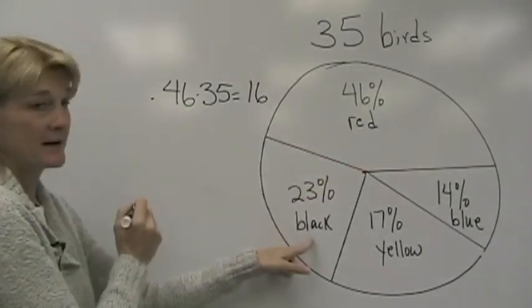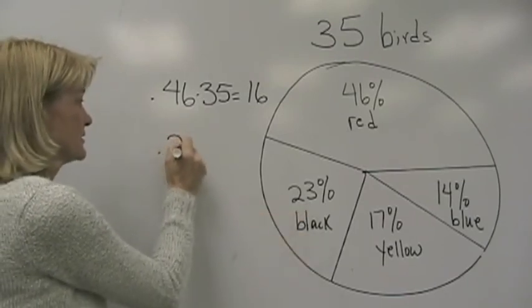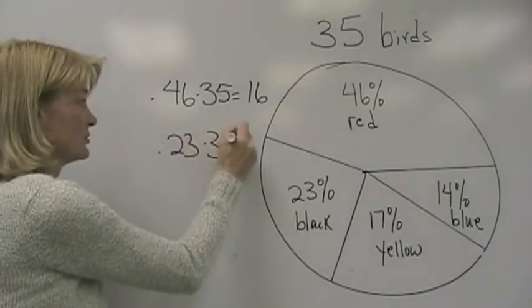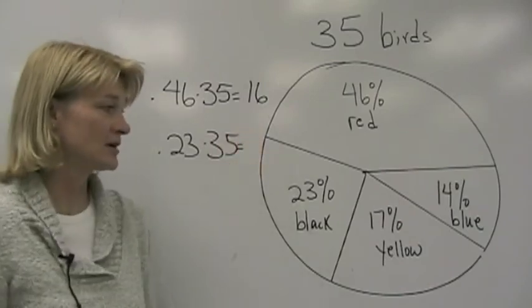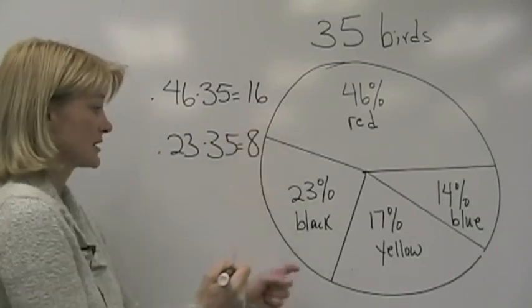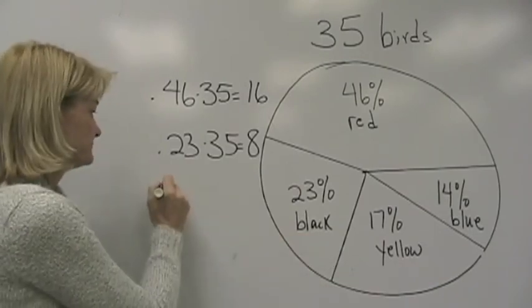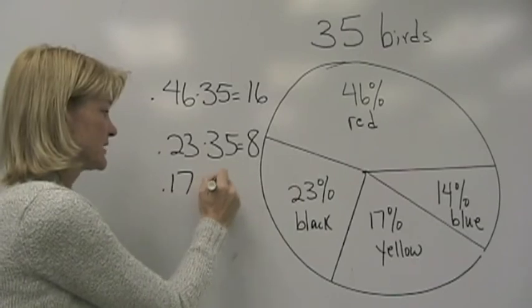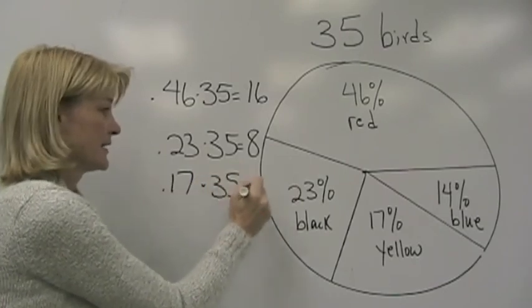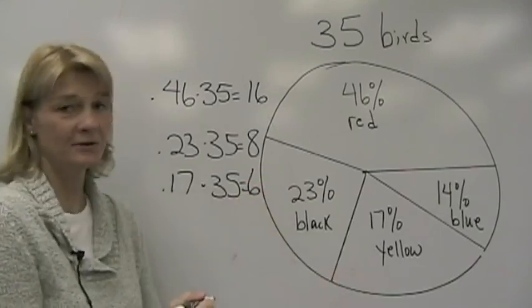And then if I want to find out how many black birds I saw, I'll just multiply 0.23 times the total of all the birds I saw, and that's 8. So I saw 8 blackbirds. Then the yellow birds were 0.17 times 35, and that equals 6. So there were 6 yellow birds.